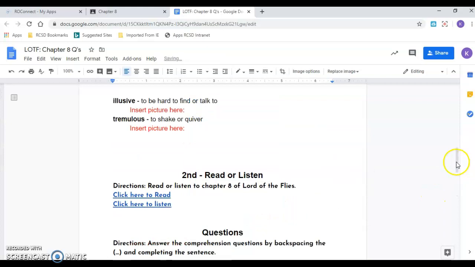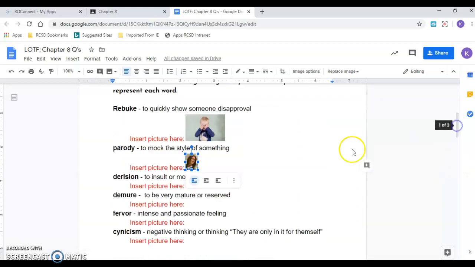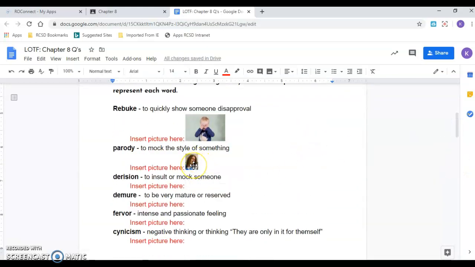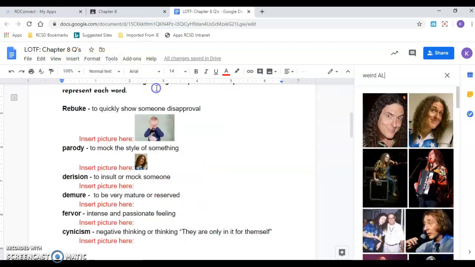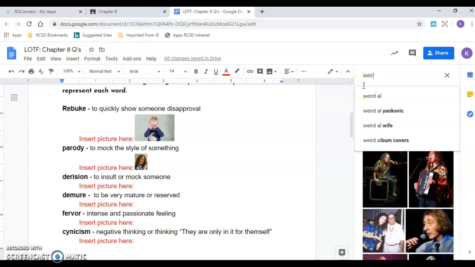Okay, what's our next word? Yeah, again, your pictures don't need to be big, but you don't need to make them that small either. But okay, derision is again to insult or mock. Again, they are usually doing this to make fun of Peggy. So image, insert image. So I'm gonna type in bullying again.